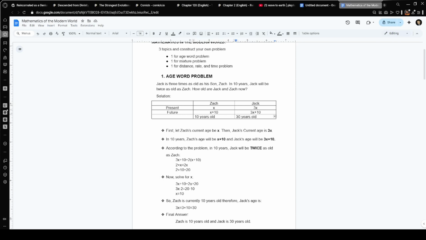Jack is 3 times as old as his son, Zach. In 10 years, Jack will be twice as old as Zach. How old are Jack and Zach now? So this is how to solve this.